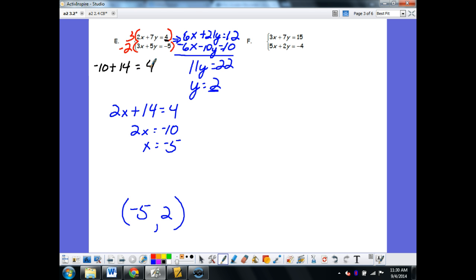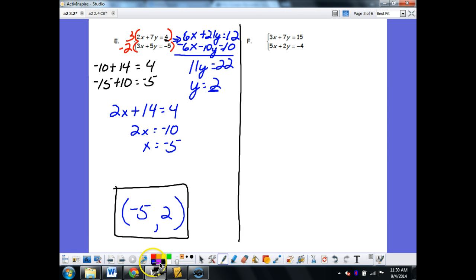Bottom one, 3 times negative 5 plus 5 times 2, that is in fact negative 5. So it checks, so I know that that is my solution. Now on to F.